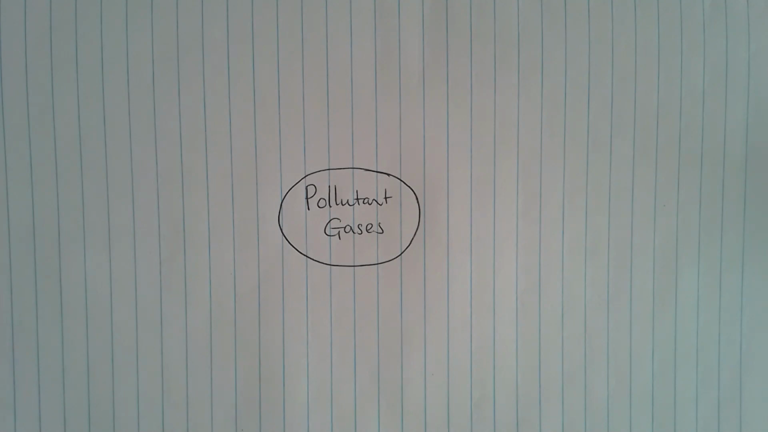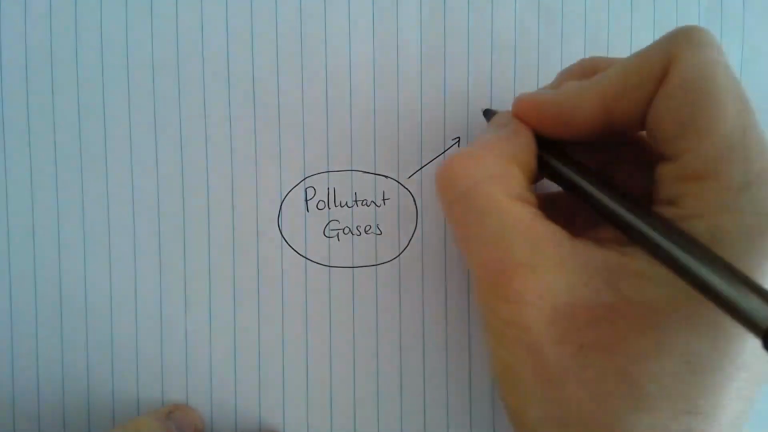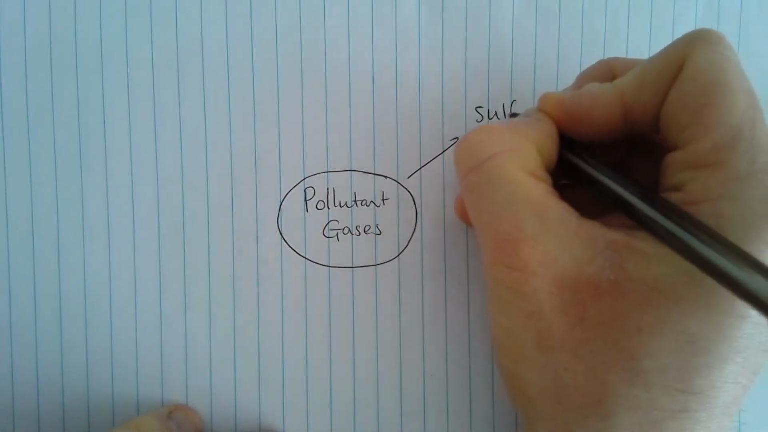Try and copy the mind map down as we go along. And then obviously once you've finished it at the end, maybe try and recreate as much of it as you can from memory. So the first pollutant gas that we're going to look at is sulfur dioxide.